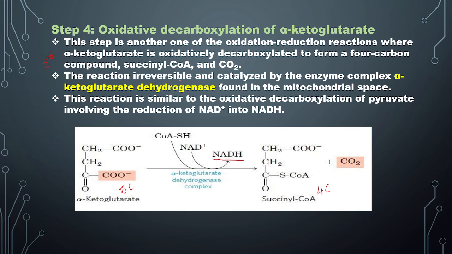The reaction is irreversible and catalyzed by the enzyme alpha ketoglutarate dehydrogenase. Here again dehydrogenase. Wherever dehydrogenase comes, an NADH molecule forms. Found in the mitochondrial space. This reaction is similar to the oxidative decarboxylation of pyruvate involving reduction of NAD plus to NADH. Alpha ketoglutarate undergoes oxidative decarboxylation and forms succinyl coenzyme A and carbon dioxide, and 1 molecule of NADH also forms here.